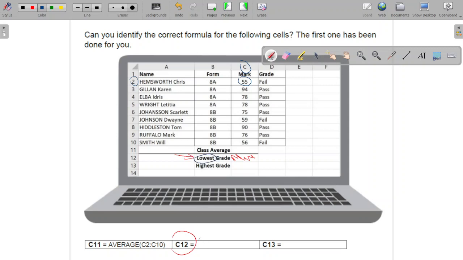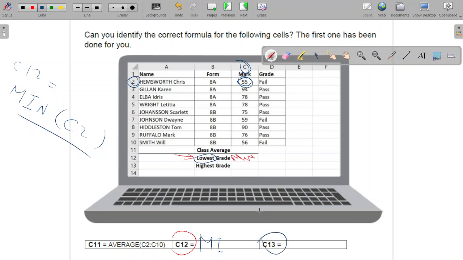So it's going to be equal to what? I'm going to write MIN here, okay? So C12 is going to be equal to what? MIN, the function, and then you open a bracket and put inside it the range of cells. Since we don't have a range of cells here, it's just one value, we're going to write C2. So it's going to be C2. This is what you write inside of this.